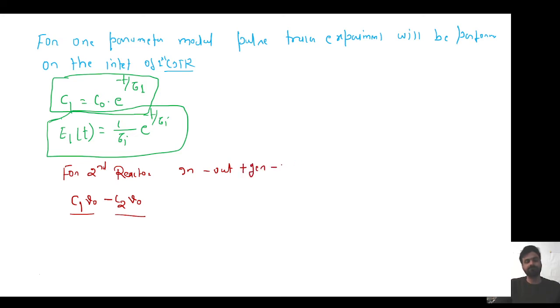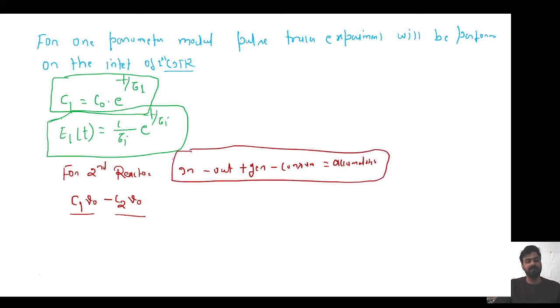generation minus consumption equals, it is a rule of thumb for any reactor mass balance and mole balance. So here, moles of tracer in minus moles of tracer out. There is no generation or consumption of these things, that equals accumulation, that is V dC2 upon dt at the exit of the reactor. Are you getting it? That is in, that is out, and that is accumulation.